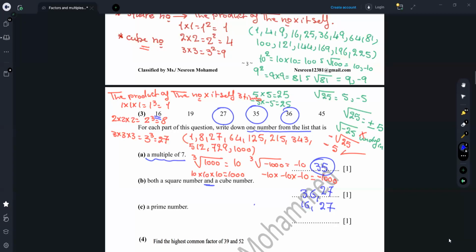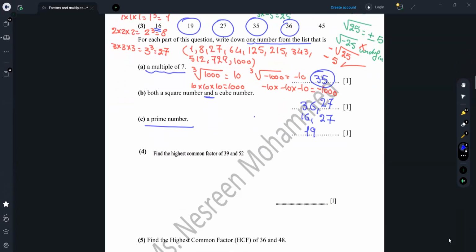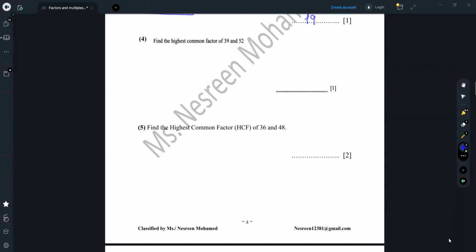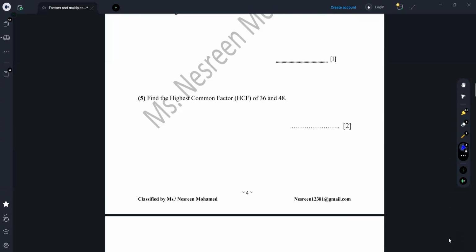And here, a prime number. I want a prime number from the list. The prime number here is 19. Okay, suppose that I give you a question like this. Before solving number 4 and 5, if I give you: write the prime factors of 60.